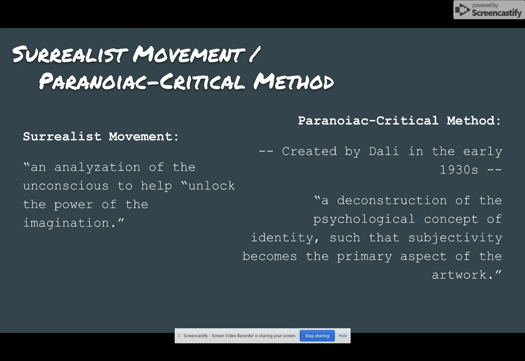And then Dali created the paranoiac critical method in the early 1930s. One definition is that it's the deconstruction of the psychological concept of identity such that subjectivity becomes the primary aspect of the artwork. Delirium of interpretation is also another definition. We can compare it to looking at stucco on a wall or clouds in the sky and perceiving different shapes and forms in that. And so Dali kind of took that idea and put it into his artwork.